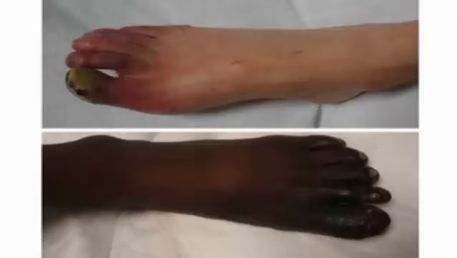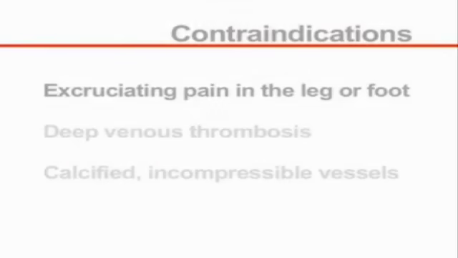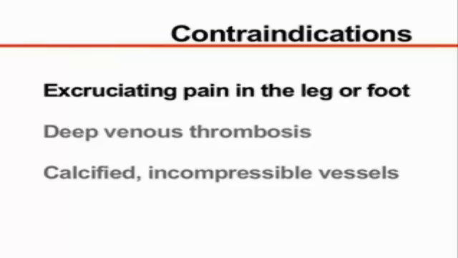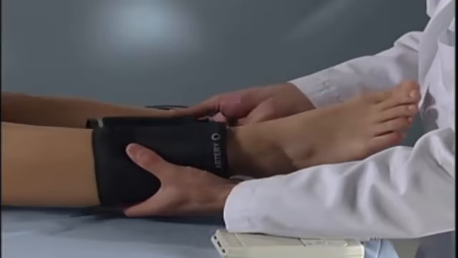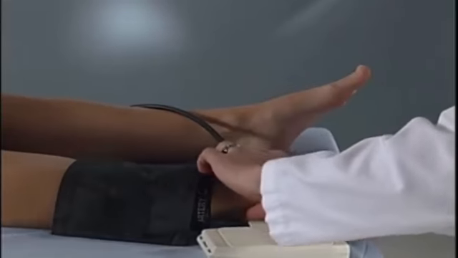Although there are no absolute contraindications for measuring the ankle brachial index, the presence of excruciating pain in the leg or foot may deter the physician from performing this procedure. If the patient has known deep venous thrombosis, this procedure may dislodge the clot, which could then embolize. If the vessels to be examined are calcified and thus incompressible, as in elderly patients or those with long-standing diabetes, or with dialysis-dependent renal failure, the ankle blood pressure readings may be affected. However, these conditions are not absolute contraindications to measuring the ankle brachial index.